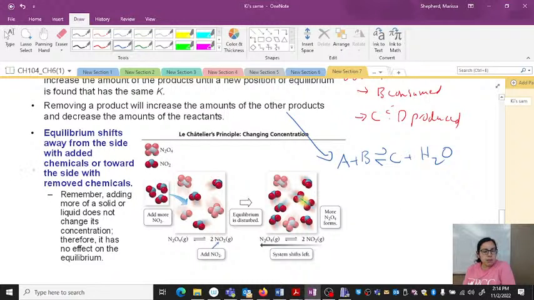Again, equilibrium shifts away from the side with added chemicals or towards the side with removed chemicals. All that's saying is if you add A or B, that's going to force it to make more products. You could remove C and D, and obviously that forces it to make more products. But if you remove A or B, now it wants to make more A and B, shifting back towards the reactants. You could also add products. If you added C and D, of course, that would drive it back to the reactants A and B.